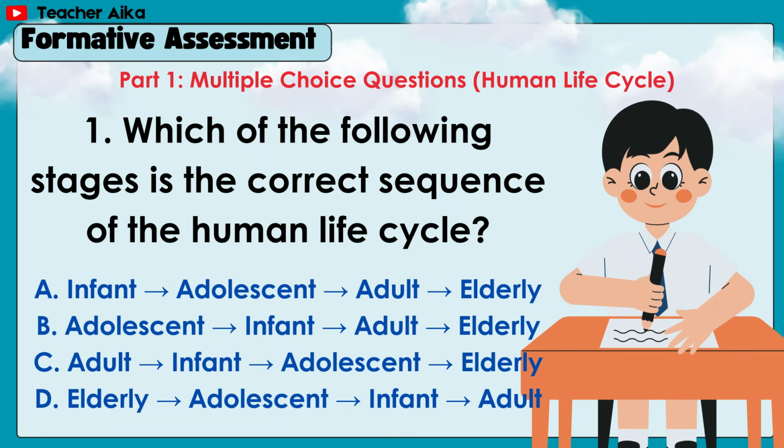Formative assessment. Part 1, multiple choice questions. Human life cycle. Number 1, which of the following is the correct sequence of the human life cycle? A. Infant, adolescence, adult, elderly. B. Adolescent, infant, adult, elderly. C. Adult, infant, adolescent, elderly. D. Elderly, adolescent, infant, adult. Answer: A. Infant, adolescent, adult, and elderly.